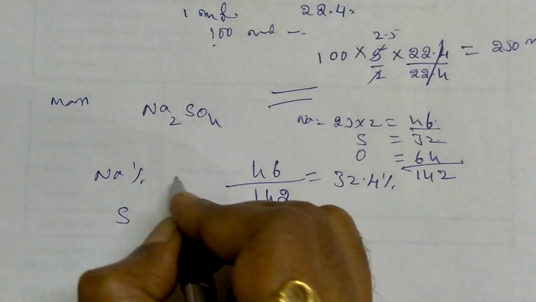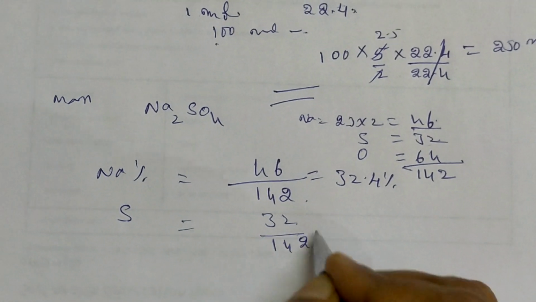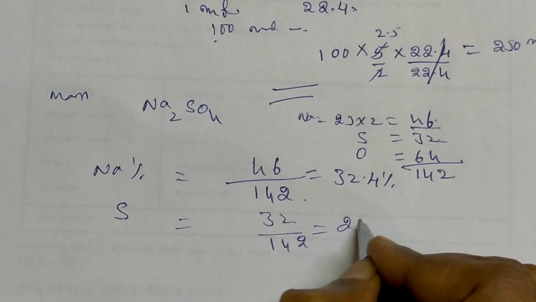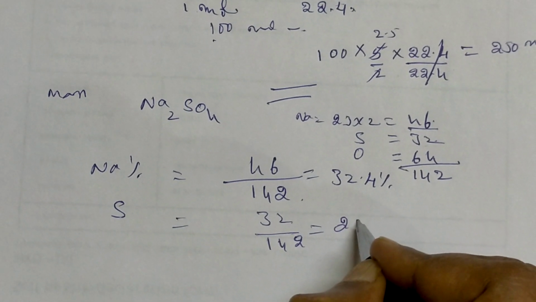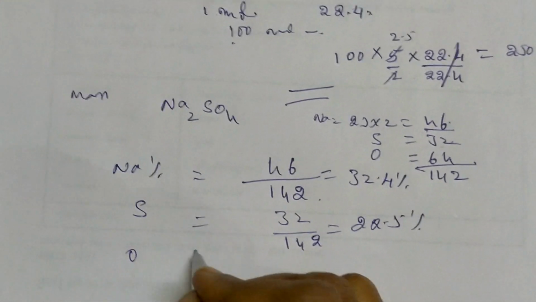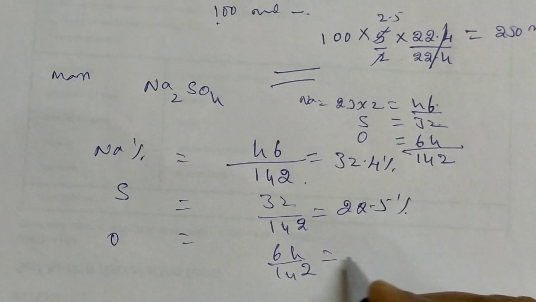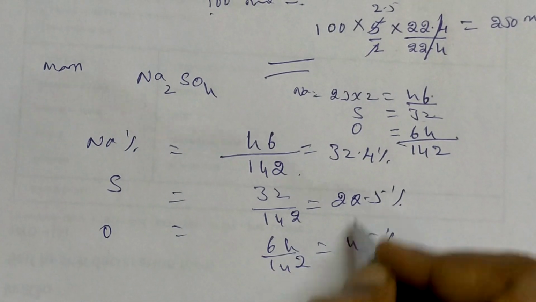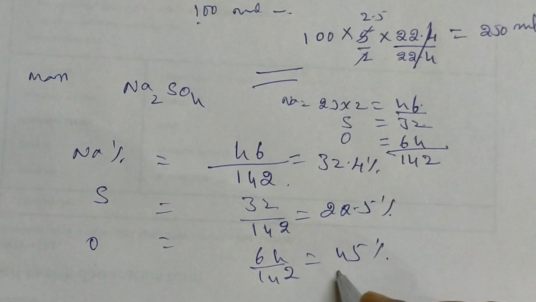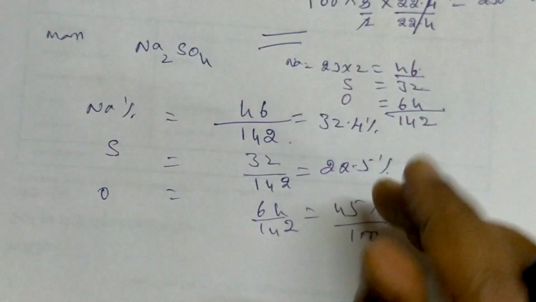Then sulfur is 32 by 142, something like 22.5% roughly. And oxygen equals 64 by 142, which means double the earlier, so around 45%. So the total, 45 plus 32 plus 22, is roughly equal to 100%. So it is very simple. Next we will see one more simple problem.